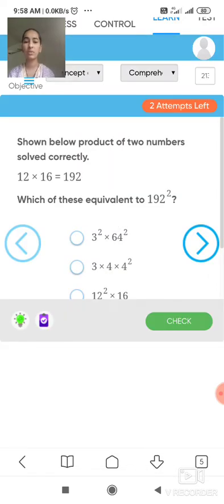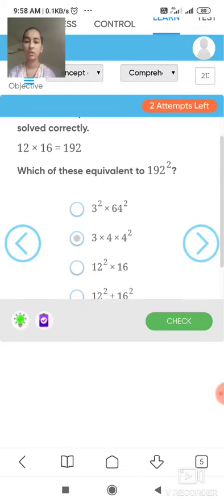This property helps you. Now, shown below is the product of 2 numbers, solve correctly. 12 multiplied by 16 is 192. Which of these is equivalent to 192 squared? Which of the following is equivalent? This second option is equivalent because 12 can be written as 3 into 4 and 16 can be written as 4 squared. So the second option is correct.